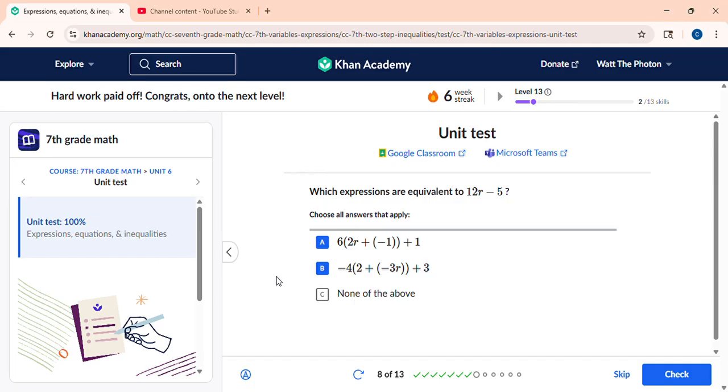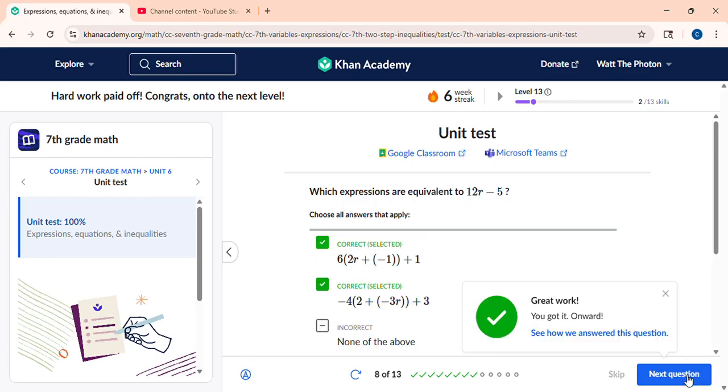We have negative 4 times 2 plus negative 3R plus 3. Negative 4 times 2 is negative 8, plus negative 4 times negative 3R is positive 12R, so 12R minus 5. Yeah, I think both of them are right.